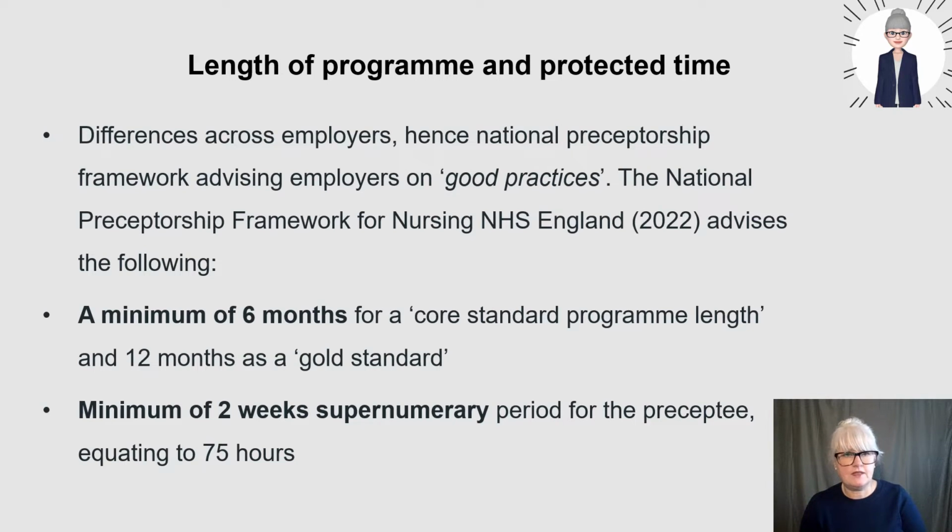Length of programme and protected time. Again, there are differences across employers, hence national preceptorship frameworks are advising employers on good practices. So the National Preceptorship Framework for Nursing, NHS England 2022, advises the following: a minimum of 6 months for a core standard programme length, and 12 months as a gold standard. So you've got the minimum and then the gold standard. A minimum of 2 weeks supernumerary period for the preceptee, the newly registered nurse or nursing associate, and that equates to 75 hours. That's within the first 2 weeks.